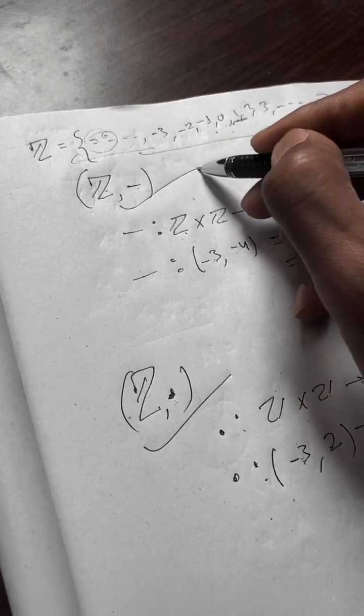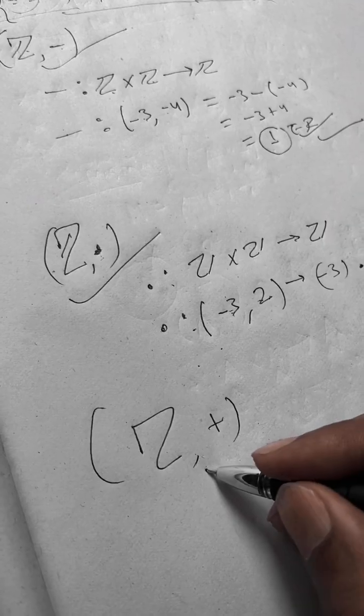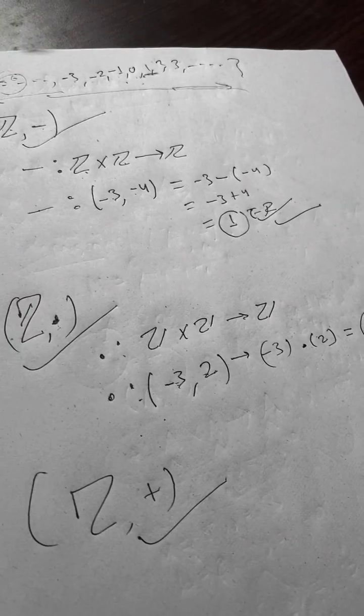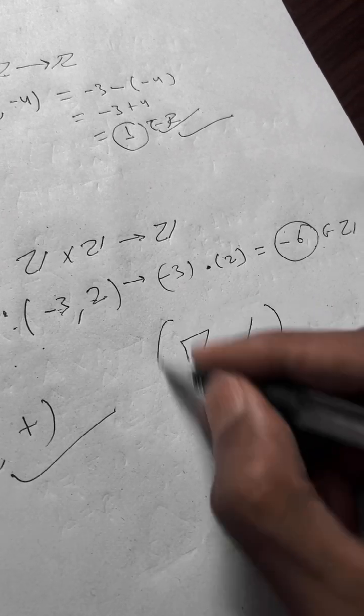Z with minus is a magma. And you can also check that Z with respect to plus is also a magma. Right? But Z with respect to division is not a magma.